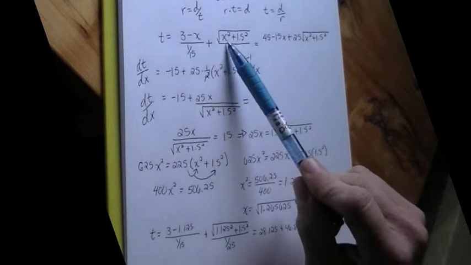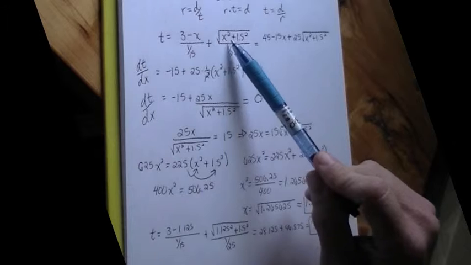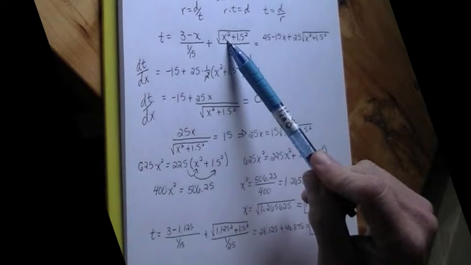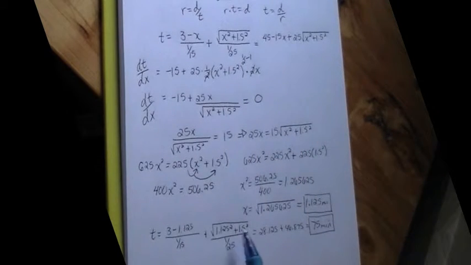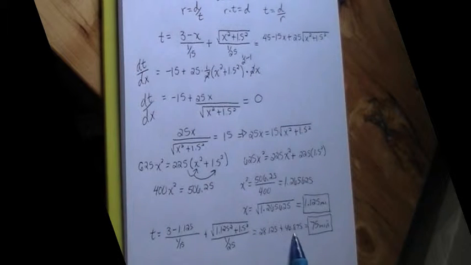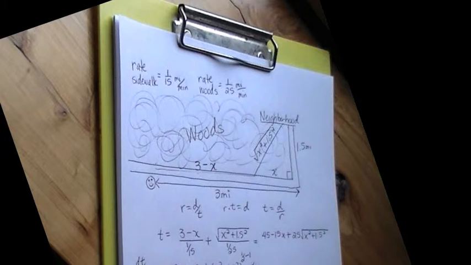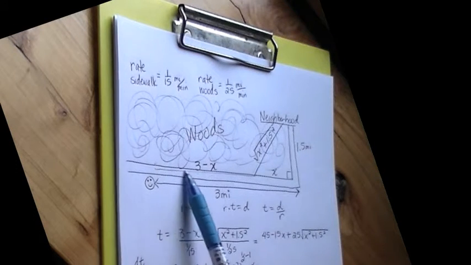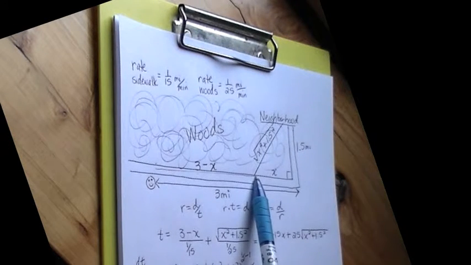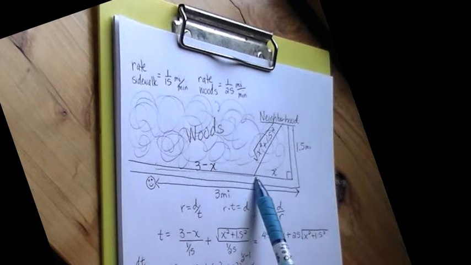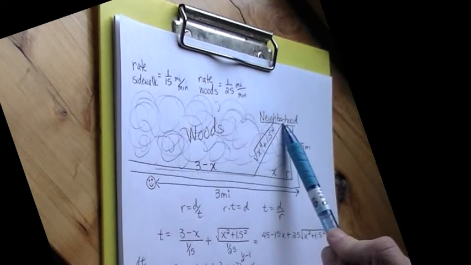And then when I plug the 1.125 in for x here, I get the square root of that number squared plus 1.5 squared. I'm dividing that by 1/25. That gives me 46.875 minutes through the woods. If I add those amounts together, it's a total of 75 minutes. So it'll take me a total of 75 minutes to go down the sidewalk and then cut across 1.125 miles from the end of the sidewalk through the woods to get to my neighborhood.